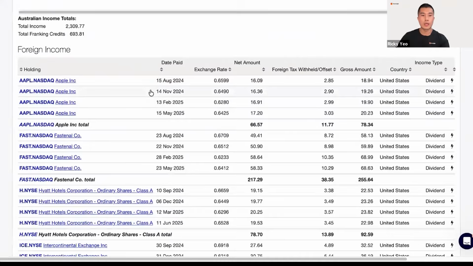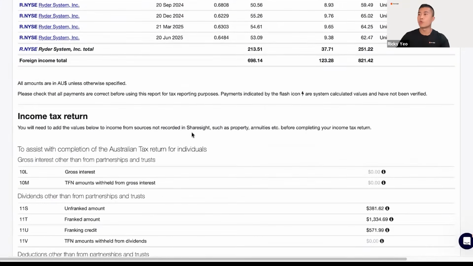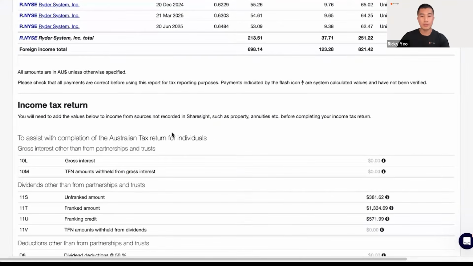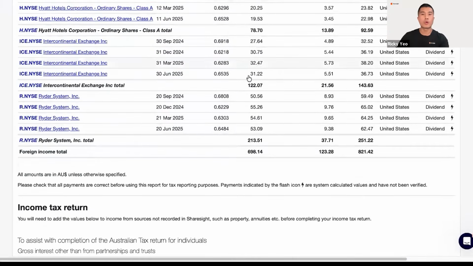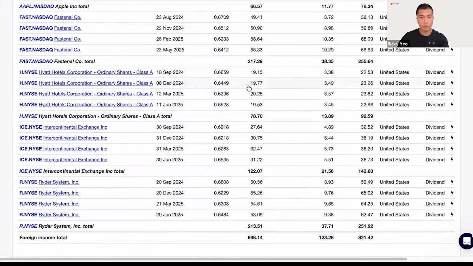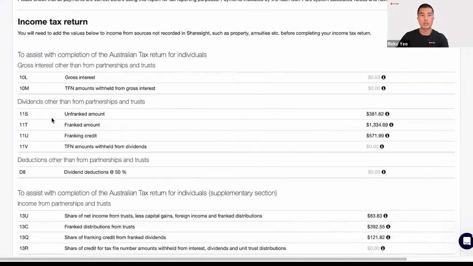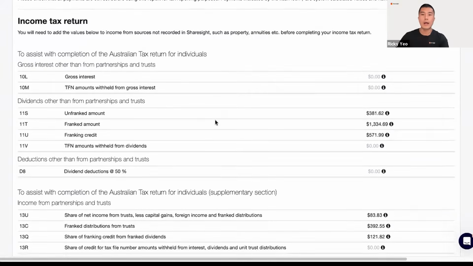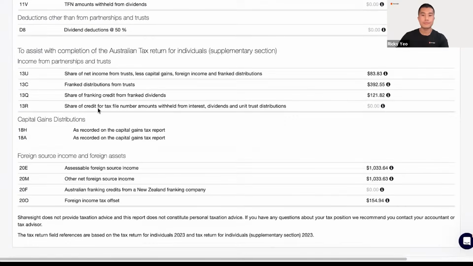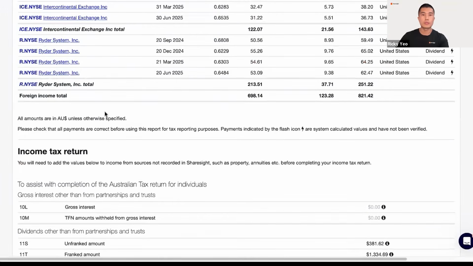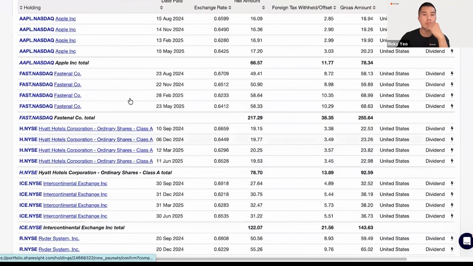And then the last part will be the income tax return. Once you make sure all your dividends are accurate, Sharesight will calculate all those numbers and preview all of this in the income tax return with the tax label on the side. So you can easily enter those amounts into myTax, following the labels. And yeah, that's pretty much the taxable income report.